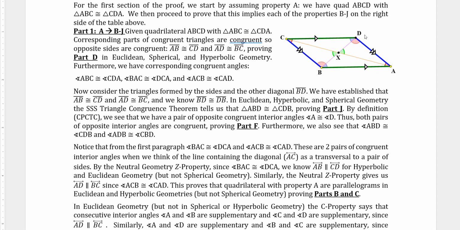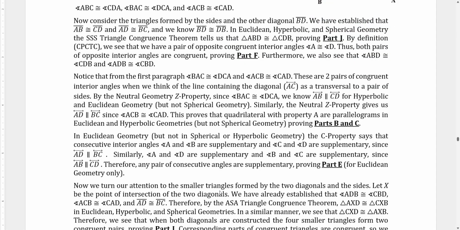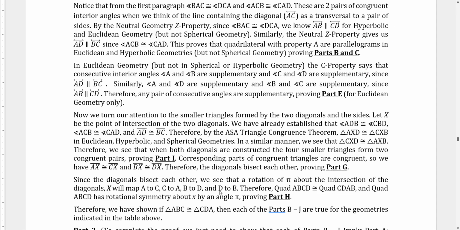And because the blue ones are parallel, we get the same going this way. The big angle at D, that's CDA, and the angle at C, DCB, those angles are supplementary. That doesn't work in the other two geometries. Okay, so in all three geometries, what do we have? We have opposite angles are congruent, and the supplementary part for consecutive angles is for Euclidean only. Anyway, we proved part E for Euclidean only.